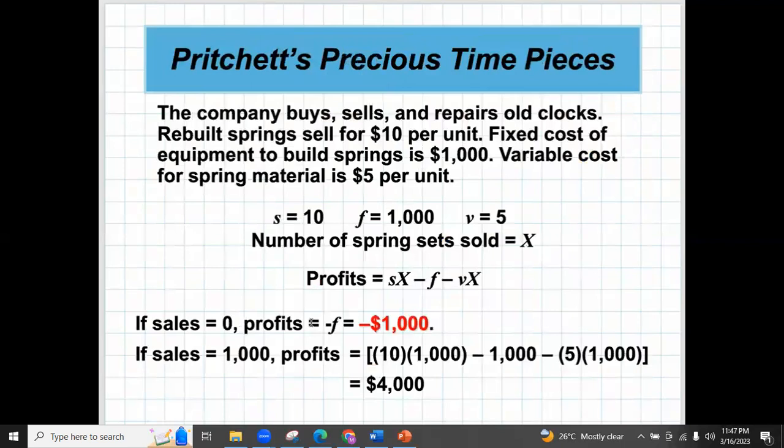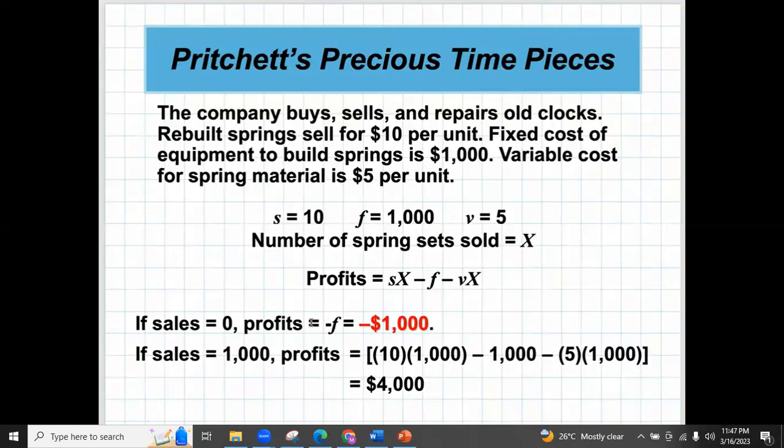So the company buys and sells and repairs old clocks. Rebuilt springs sell for $10 per unit. The fixed cost of the equipment to build springs is $1,000. Maybe it's the loan payment you have to pay on this machinery that you bought. The variable cost for each spring is $5 because you have to buy some wire that's going to be turned into a spring.